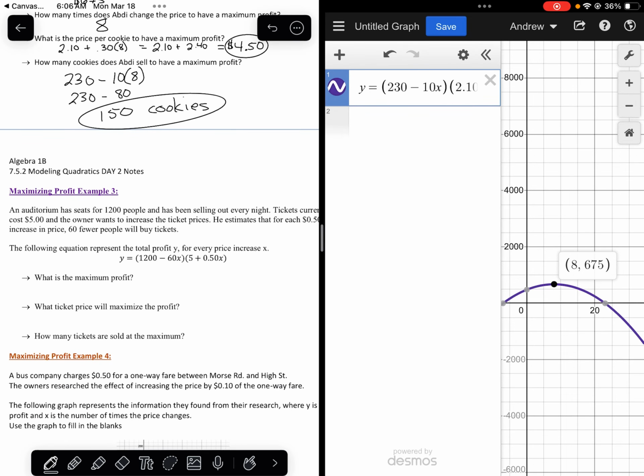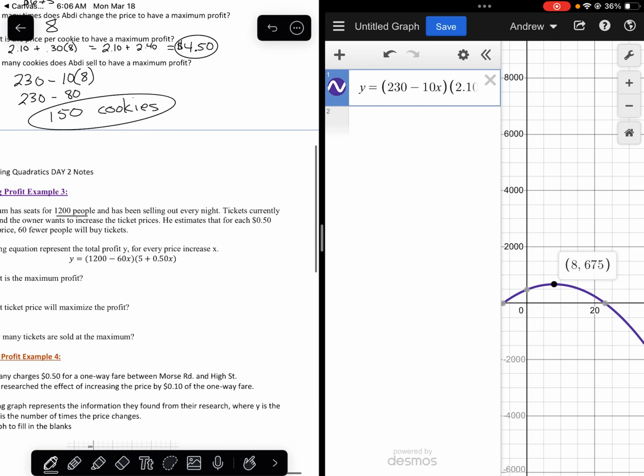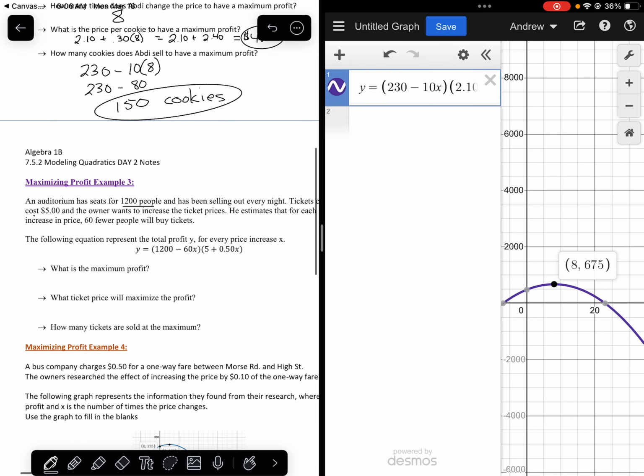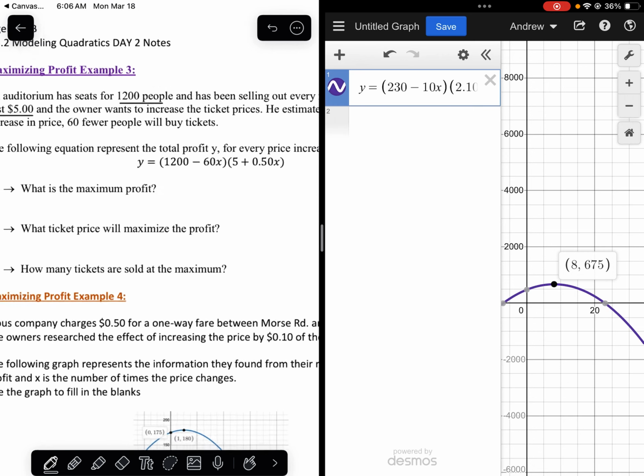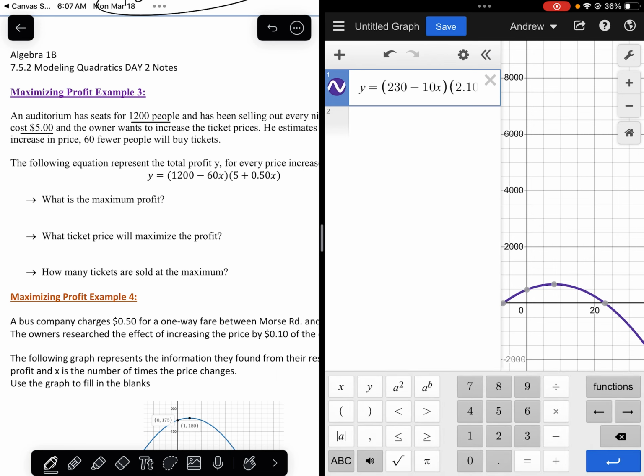Okay. An auditorium has seats for 1,200 people and has been selling out every night. So tickets currently cost $5, and the owner wants to increase the ticket prices. He estimates that for each 50-cent price increase, 60 fewer people will buy tickets. All right, so same type of problem, right? You've got an original price, and we're looking for the maximum profit as a business person.